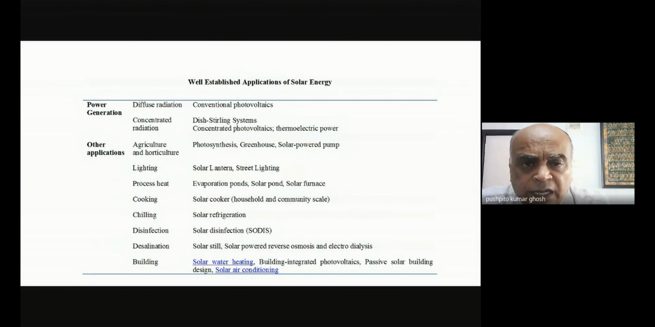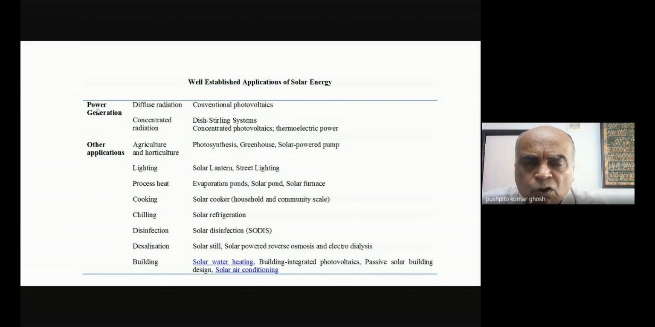So now let us look at well-established applications of solar energy. Now, you remember we had talked about this before, and I would like to stress it. All that I showed you right now, with the sun's rays and all, what we are talking about is basically direct radiation, okay, falling like a beam of light from the sun.